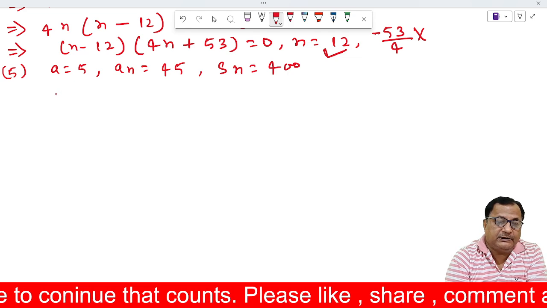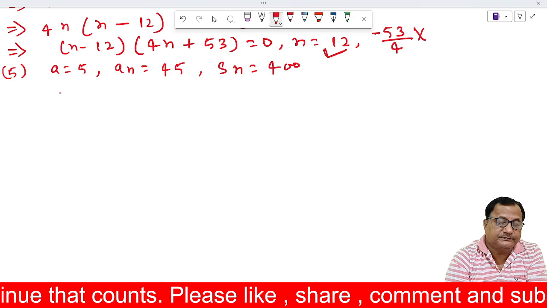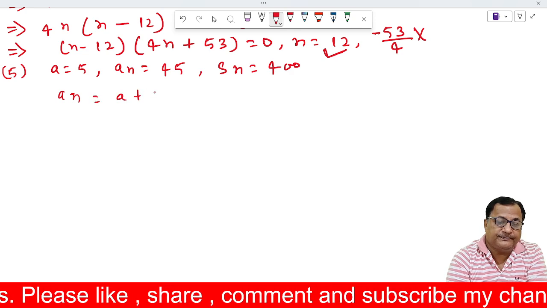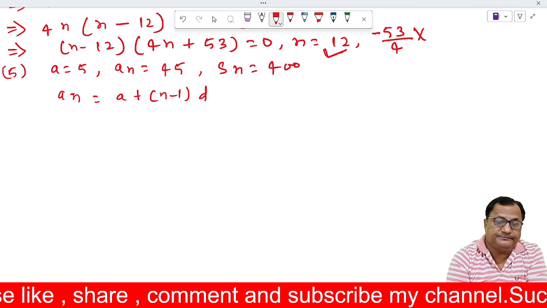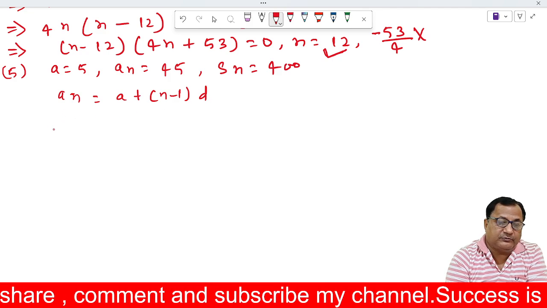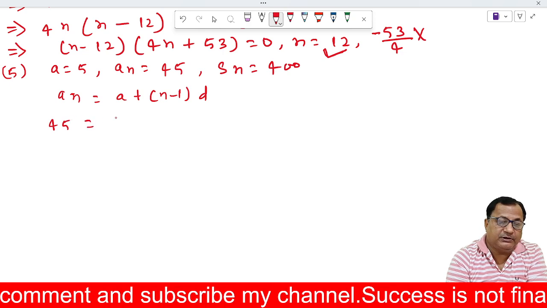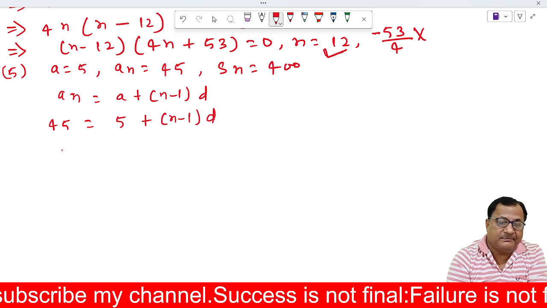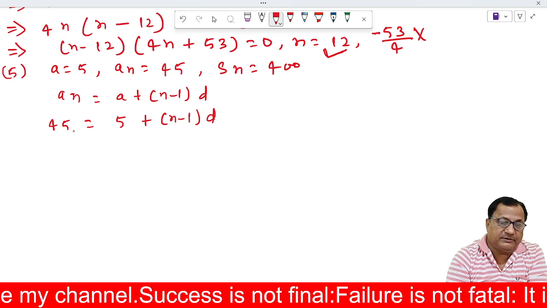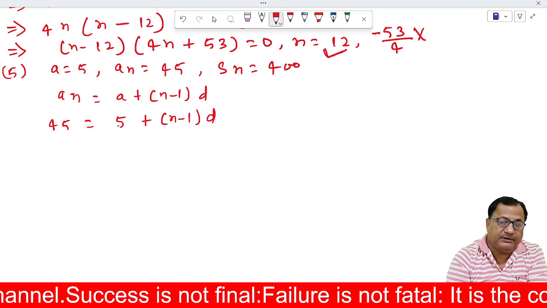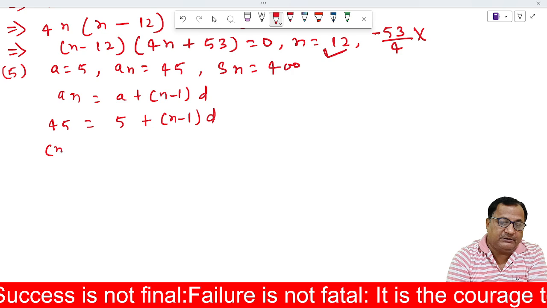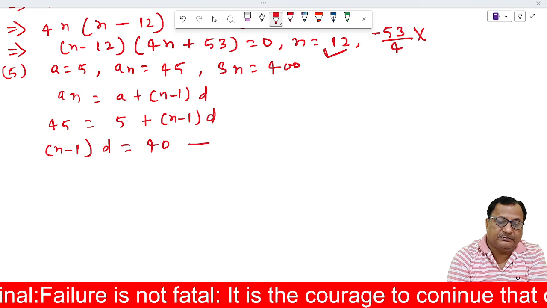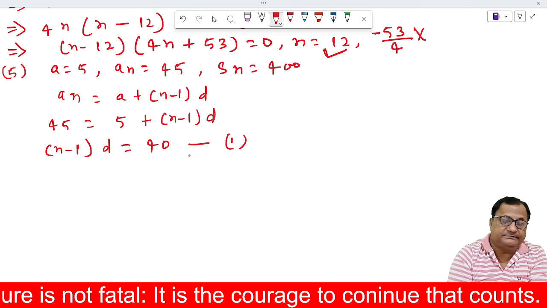See, an is 45. Using the formula an is equal to a plus n minus 1 into d. So an is equal to 45 is equal to a, which is 5, plus n minus 1 into d. And this will come to this side, subtract: 45 minus 5 is equal to 40, means n minus 1 into d is equal to 40. This is equation 1.